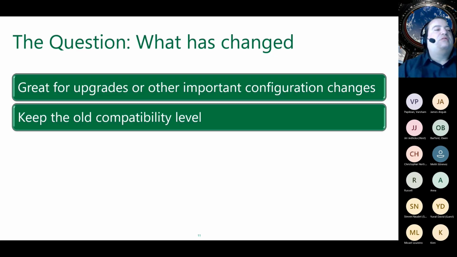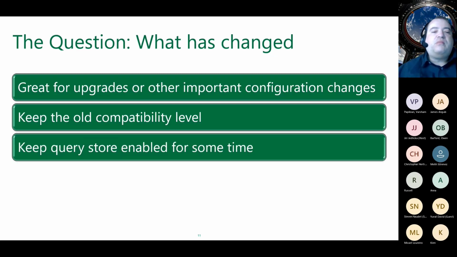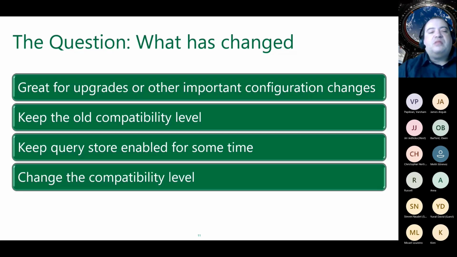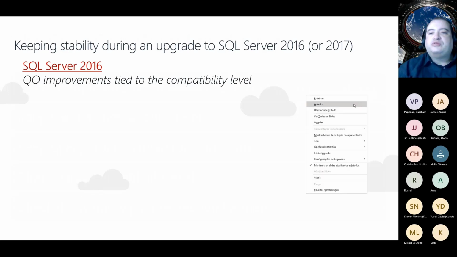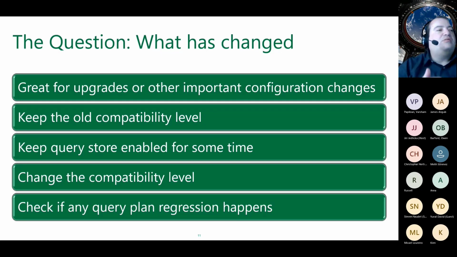So how can we identify these problems? For example, we can migrate the version keeping the old compatibility level. We keep Query Store enabled for some time with the old compatibility level. For example, we migrate from SQL Server 2016 to 2017, keeping the old compatibility level and keeping Query Store enabled for some time. Then we change the compatibility level. What will happen? If for some reason any query plan regresses, if any query is compiled with a query plan that becomes worse, Query Store will be capable of advising us, showing this information to us, and identifying this problem, which is called query plan regression.